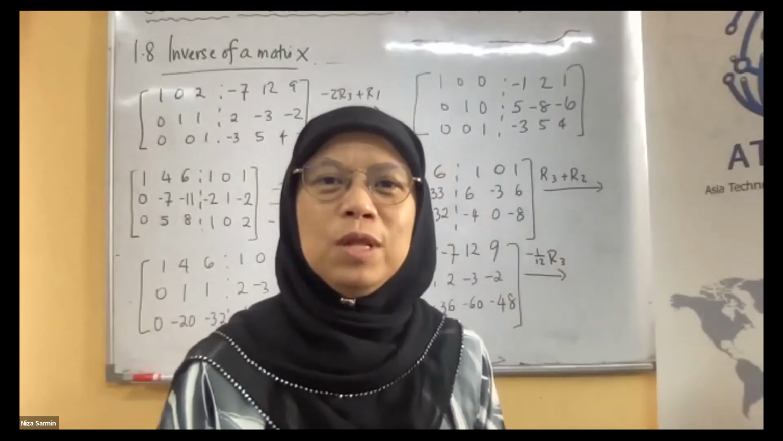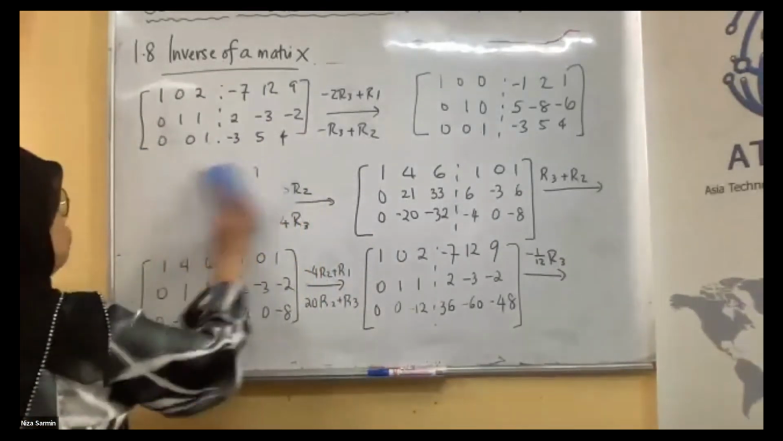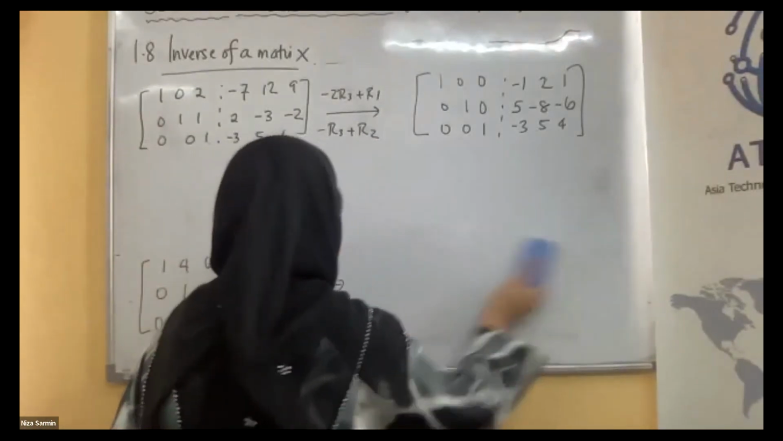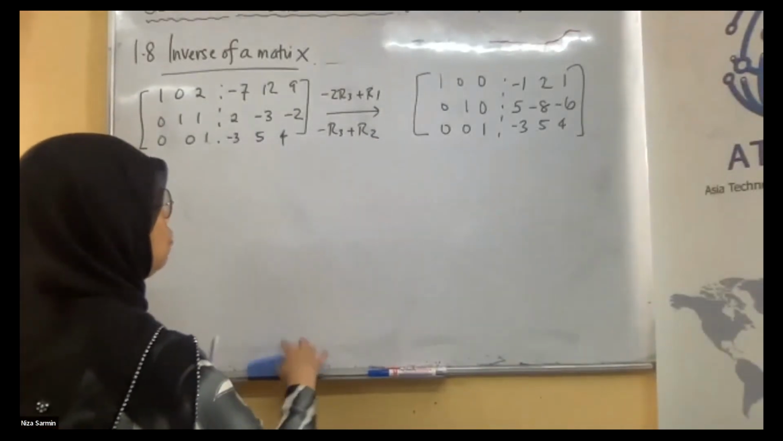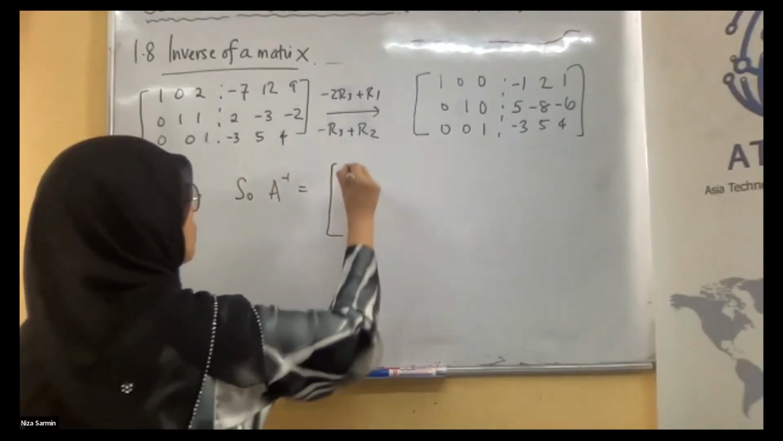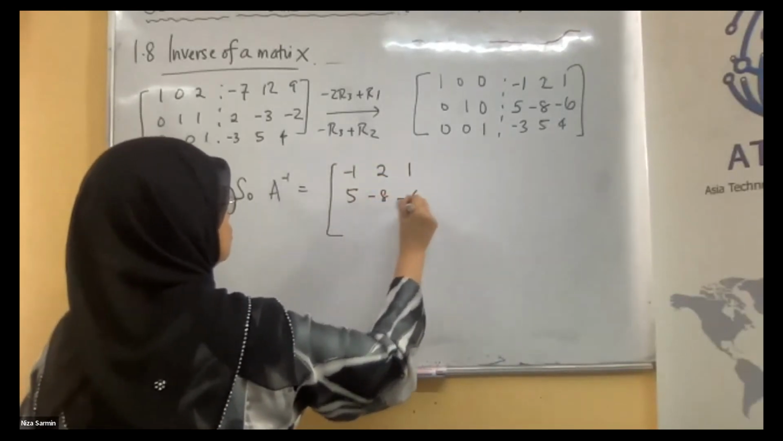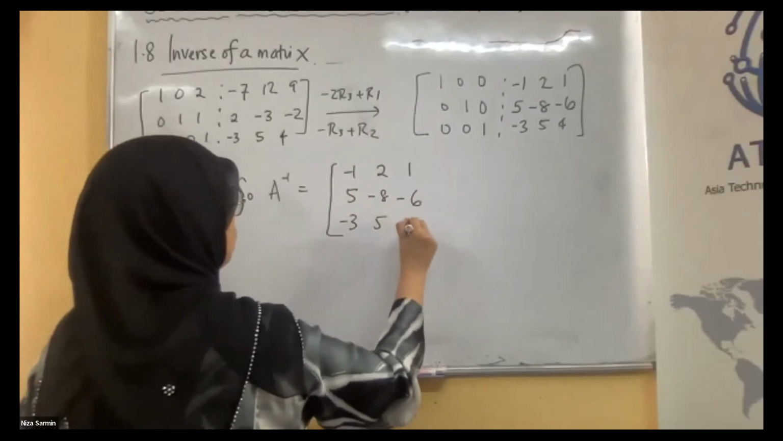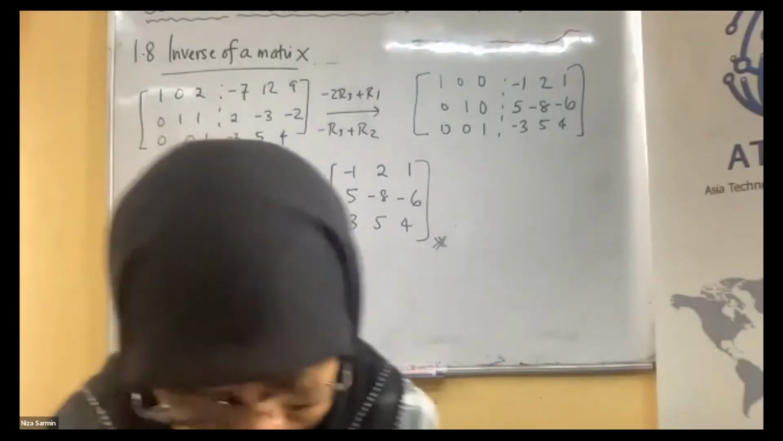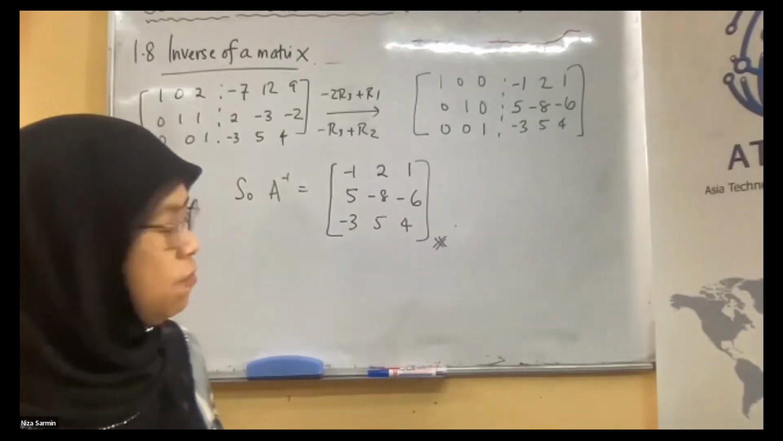Okay, then you will take the inverse. So when you finish, you will write. So A inverse is -1, 2, 1, 5, -8, -6, -3, 5, 4. This is your answer. -1, 2, 1, 5, -8, -6, -3, 5, 4.